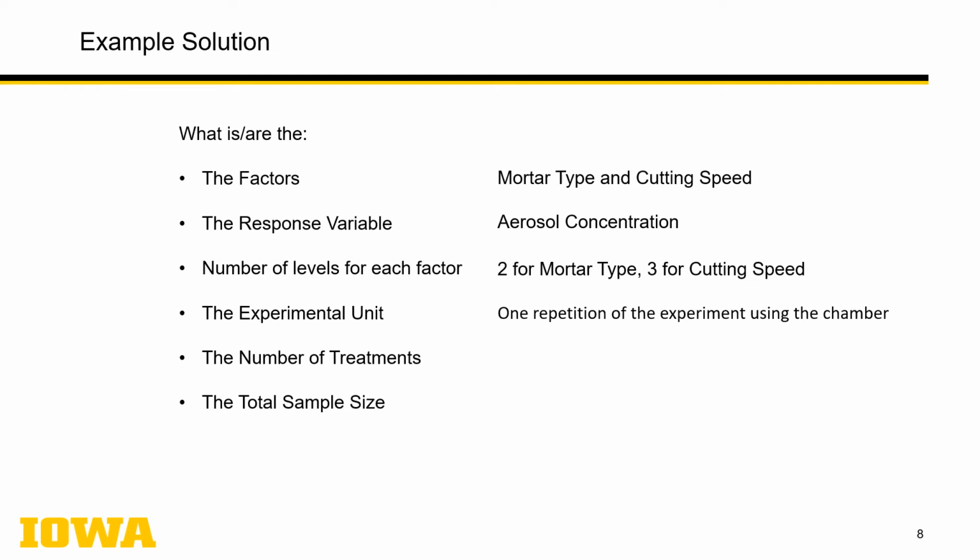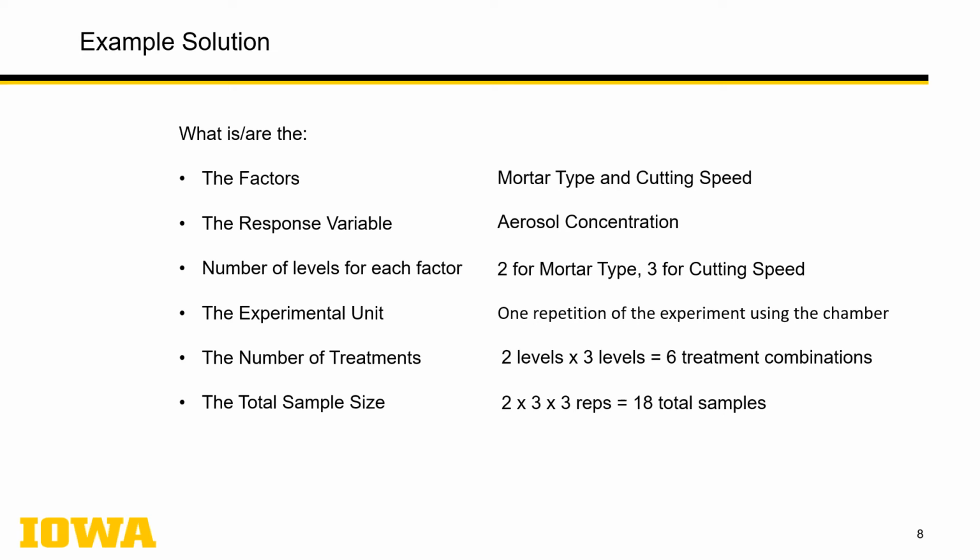And what about the experimental unit? Well, again, that's one repetition of the experiment using this chamber that we're going to do this experiment in. The number of treatments, as we just discussed, you just multiply your levels. 2 levels times 3 levels equals 6 treatment combinations. And again, you can see why because of that graphic we just looked at. So what's the total sample size? You just multiply the treatment combinations times the number of repetitions per treatment. So you want to go all the way back to the beginning: 2 levels times 3 levels times 3. Okay, so we have 18 total samples.